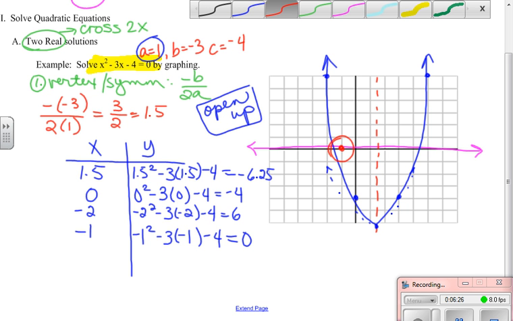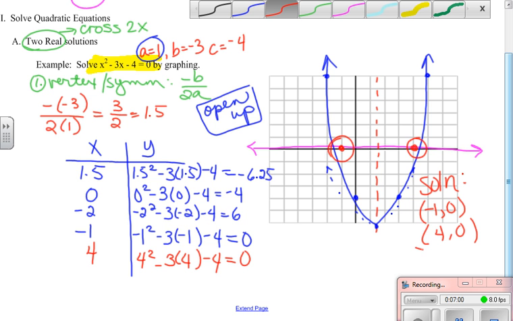Now that means that I should also be checking at 1, 2, at 4. I should be checking also. So let's check at 4. 4 squared minus 3 times 4 minus 4 is also 0. And so my solutions are at -1, 0, and 4, 0. Two real solutions where it crosses the x-axis.